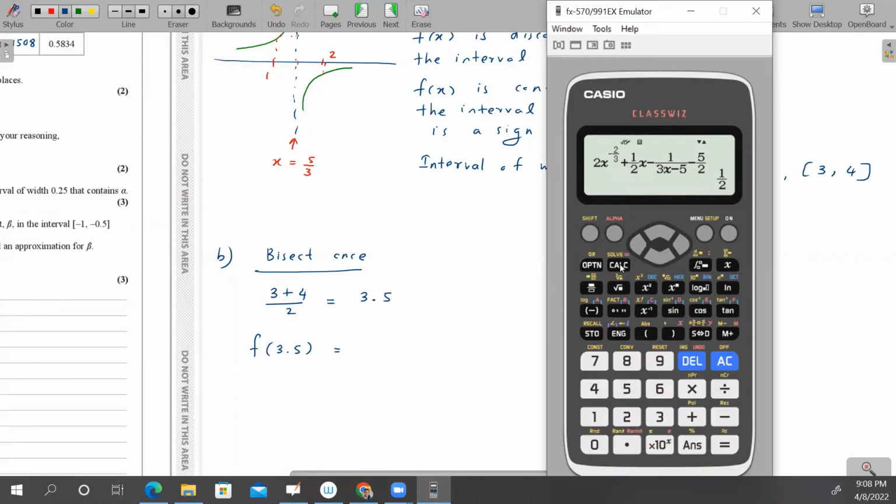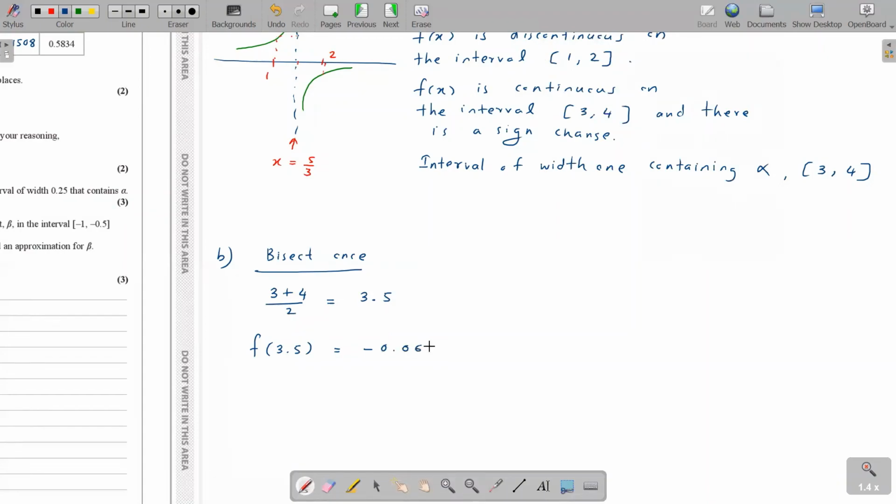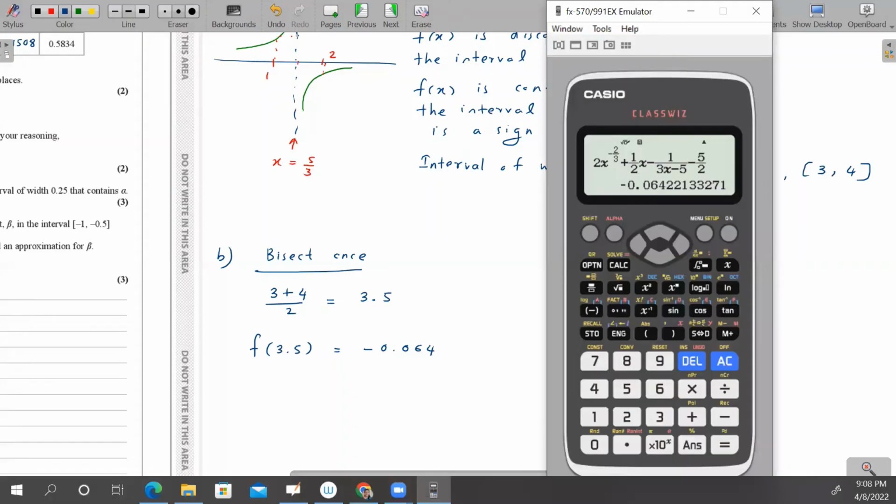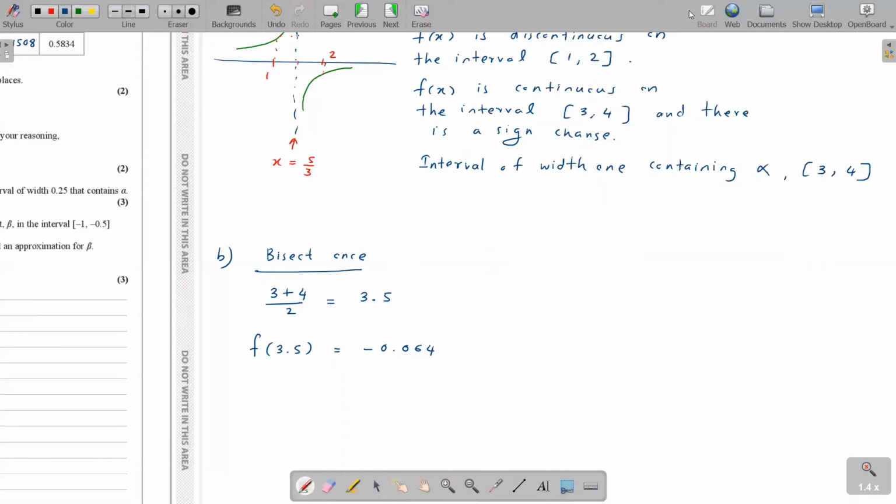All we have to do is what? Simply press calc and give the x value. What's the x value? 3.5. So what's the answer I get here for f of 3.5? Minus 0.064. Are you with me? Minus 0.064. So now I need to find the smaller interval that contains alpha, right?